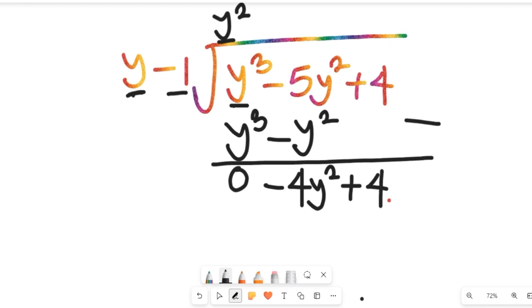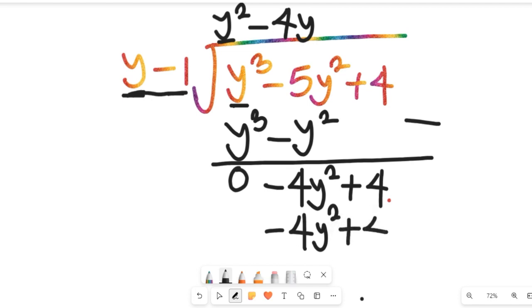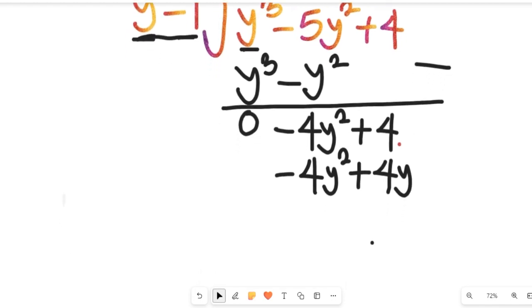So negative 4y squared divided by y squared is going to give us a negative 4y. So we're going to take this negative 4y and multiply it by this whole thing. Negative 4y multiplied by y is going to give us a negative 4y squared, right? And then negative 4y multiplied by negative 4 is going to give us a positive 4y, right? So we're going to subtract that.